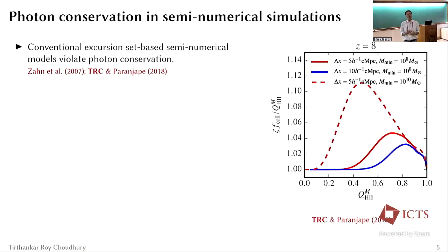Moving on, now we come to the generating ionization volume part. What was known for quite some time is that the conventional excursion set models don't conserve photons, and that non-conservation of photons depends on various factors. To the extent it depends on what kind of halos you are populating the sources with, your resolution of the simulation, and so on. This plot shows the amount of non-conservation versus the stage of reionization. Ideally, this quantity should have been 1, but you can see it can deviate based on what kind of parameters you have in your simulation.